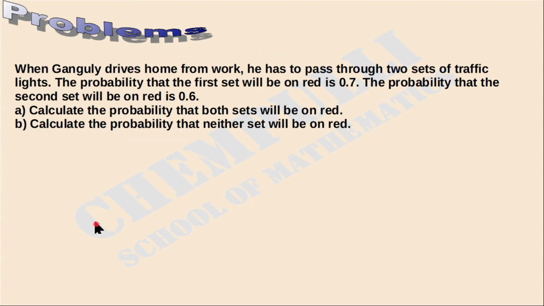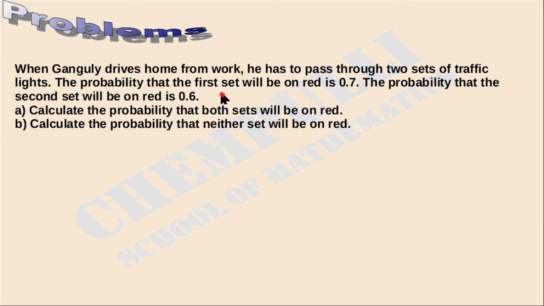When Ganguly drives home from work, he has to pass through sets of traffic lights. The probability that the first set will be on red is 0.7. The probability that the second set will be on red is 0.6. That is, he drives from his workplace to home. When he is going home, he has to pass two traffic lights. The probability that the first traffic light is red is 0.7. The probability that the second set is on red is 0.6.